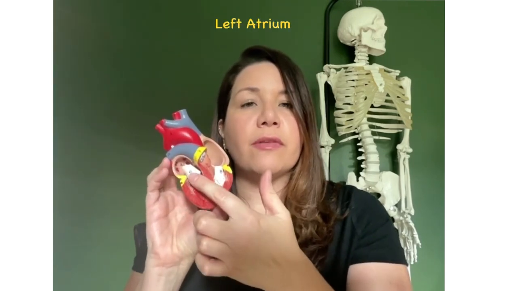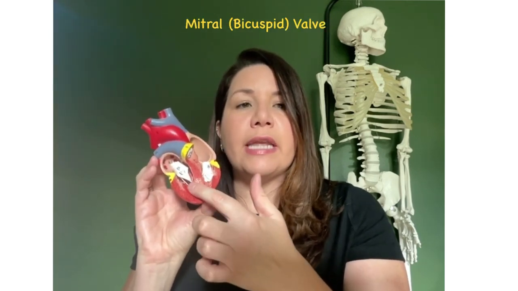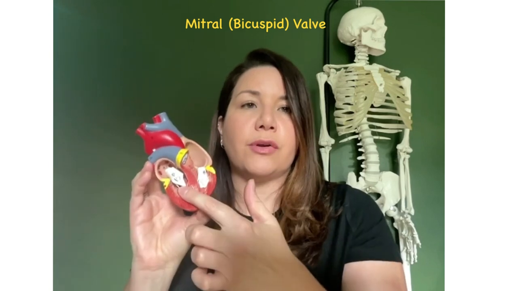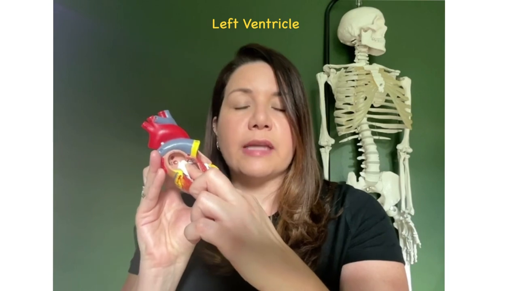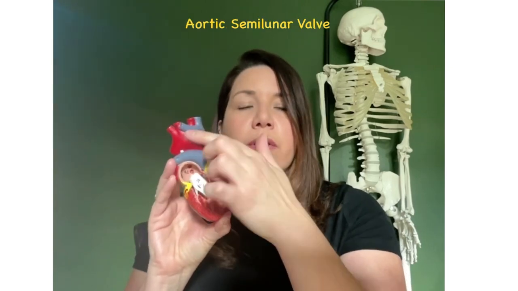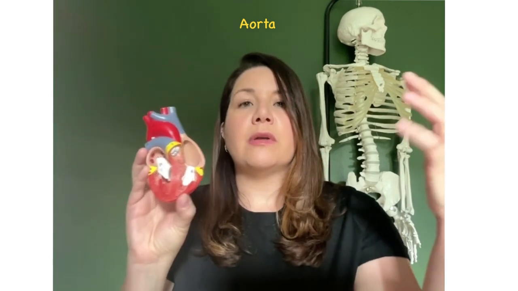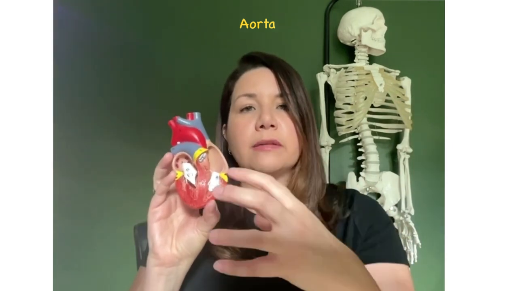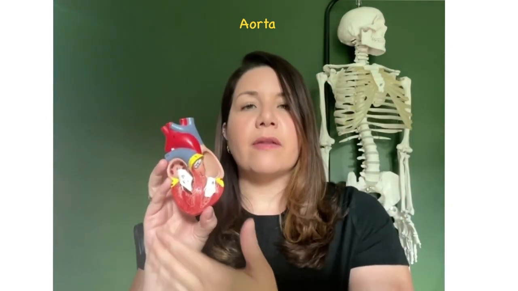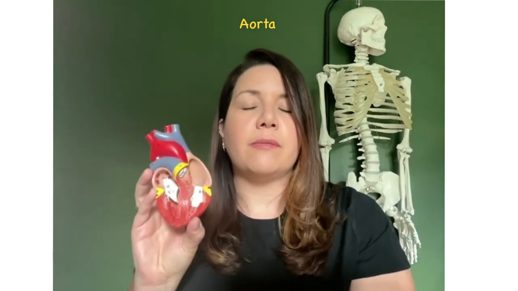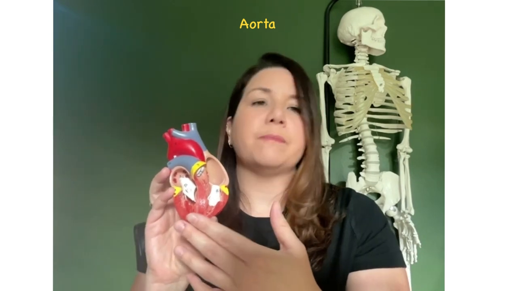From the left atrium, it's going to pass through the bicuspid or mitral valve and then into the left ventricle. From the left ventricle, blood is going to pass through the aortic semilunar valve into the aorta, where it's going to pump blood throughout the body. So the heart is taking the blood from the right side of the heart to the lungs, getting oxygenated, sending it back to the left side of the heart, and then that oxygenated blood is going throughout the body so that it can reach all the cells and tissues of the body.